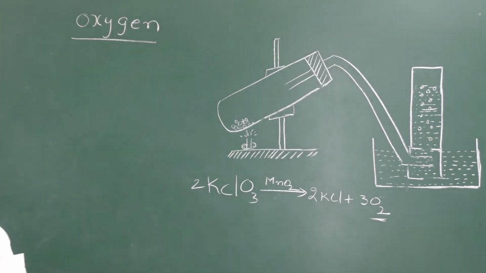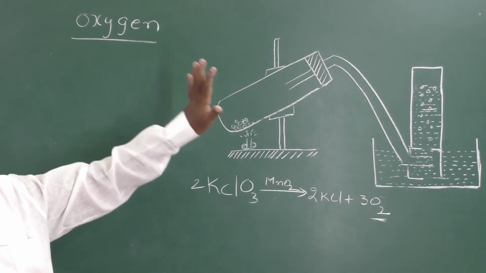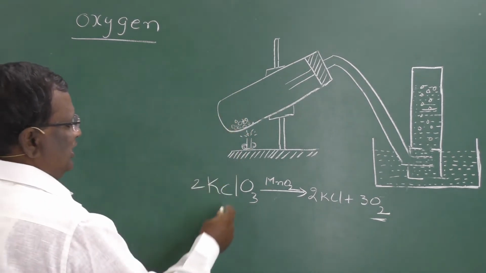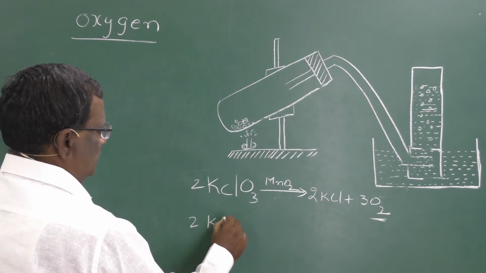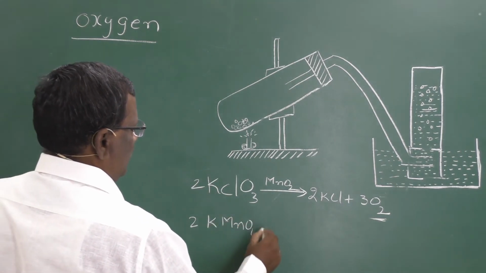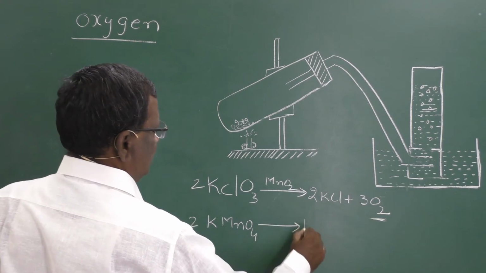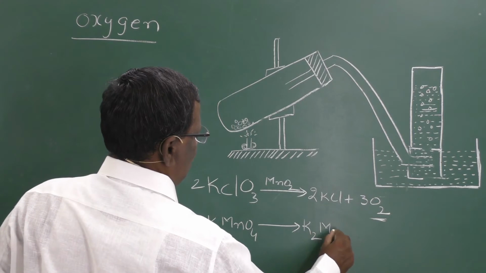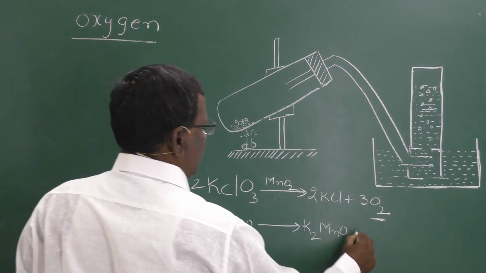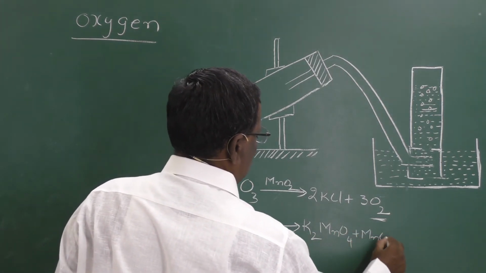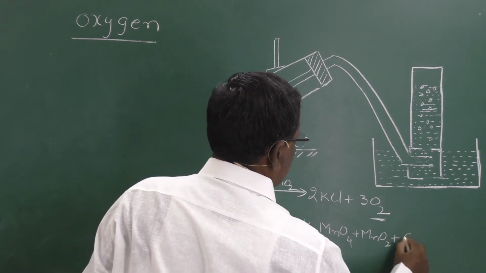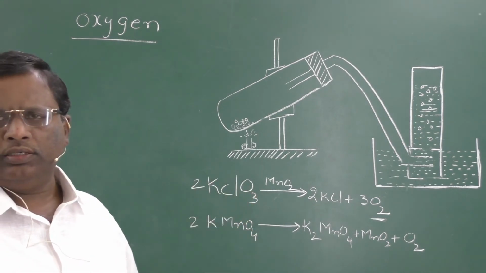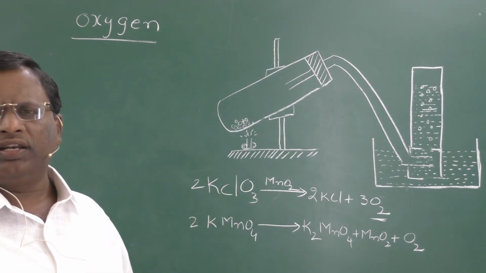This is one method, and another method uses the same experimental setup, where in place of KClO3 we can take potassium permanganate, 2 KMnO4. When potassium permanganate is heated, it is reduced to K2MnO4 and MnO2, plus oxygen gas is liberated. These are the two methods for the preparation of oxygen gas.